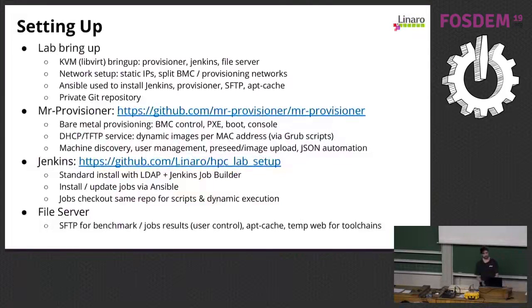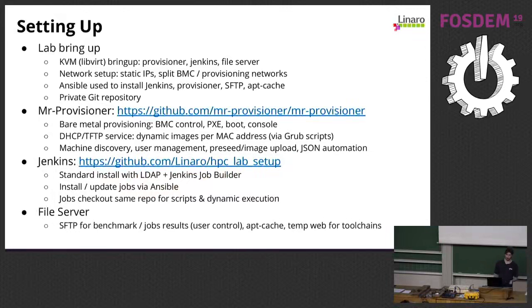So how do we set up the lab? To host the services and the tools, we have multiple KVMs. We use libvirt. And so the provisioner, the Jenkins, and the other services that are regrouped in the file server are all installed on those virtual machines. These are installed by an Ansible recipe that is more or less all contained in the HPC lab setup. You see the link just there.